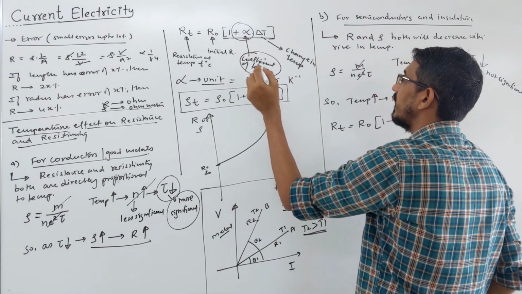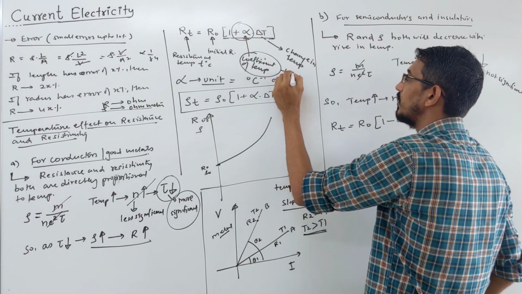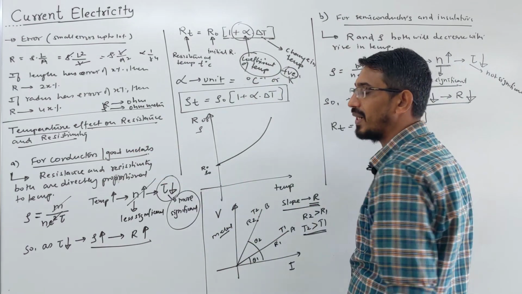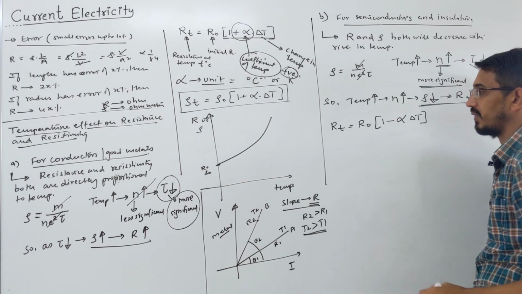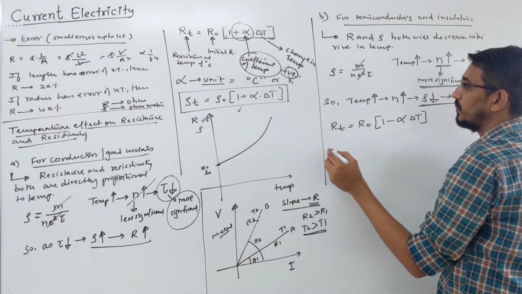Remember that the temperature coefficient is positive in the case of good metals and conductors, and negative in the case of semiconductors and insulators. Okay, if you want to write the same formula for resistivity, no problem.